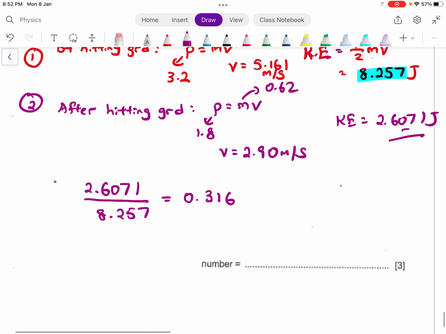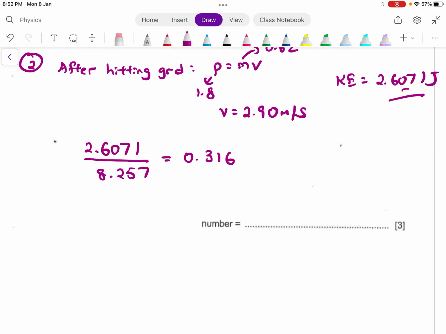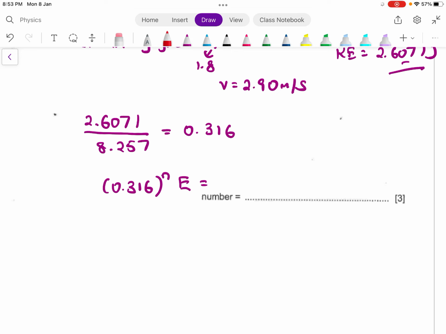So how do I actually do this? Very simple. Because they say the percentage energy loss is always the same, I can put it like this: 0.316 in brackets to the power of n, where n means the number of bounces. You multiply by the initial kinetic energy, maybe I put E. It is equal to, since they say I want it to be less than 5%, meaning 5% expressed as a fraction is roughly 0.05 E.